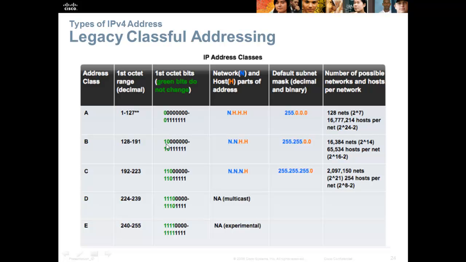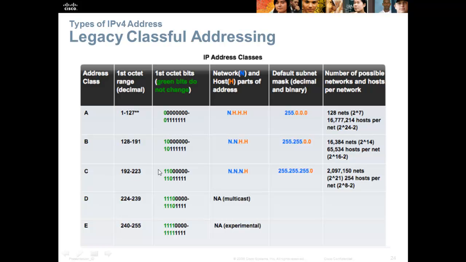For a Class B, your first 2 bits are a 10. So if I had a 10 with the rest zeros, that's 128. If I had a 1, 0, and then all ones, that's 191. The default subnet mask for a Class B is 255.255.0.0. So that's telling me the first 2 octets are used for the network and the last 2 are used for the host. With this, we can have up to 16,384 Class B networks, and each network can have 65,534 hosts.